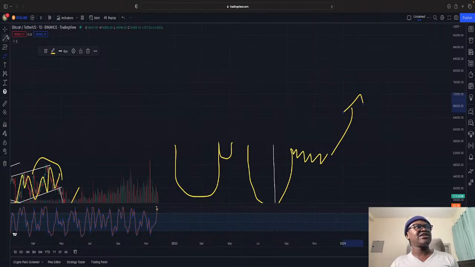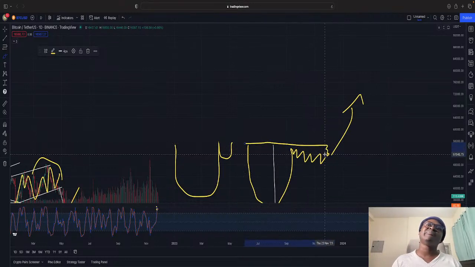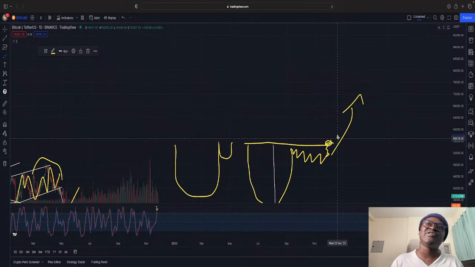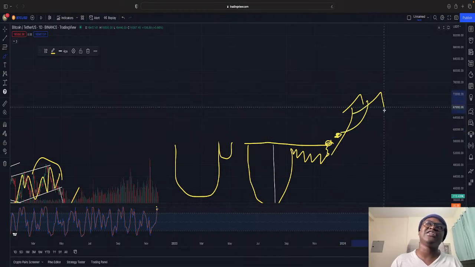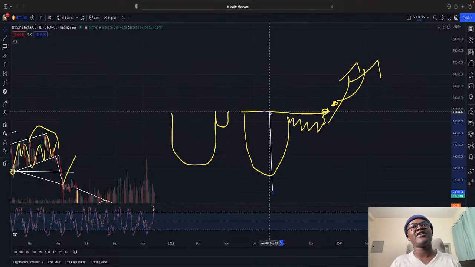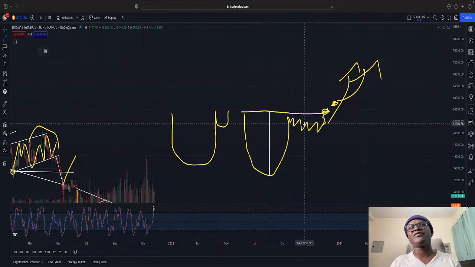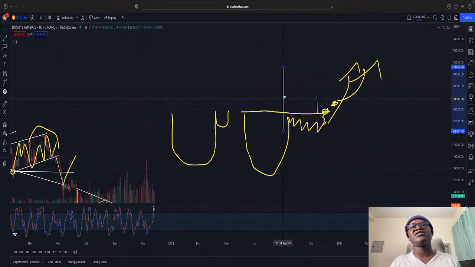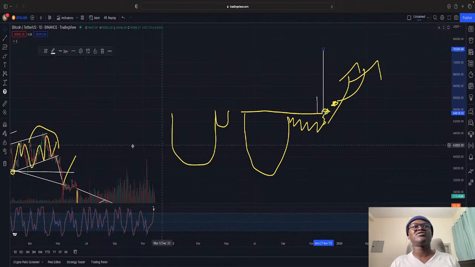But then if it comes back up to here, this will be the neckline of your cup and handle pattern. If it surpasses this neckline with another confirmation candle, you know that it is going here. The measurement for that is the distance from the neckline, the first target, and I'll talk about the first target of the head and shoulders pattern. So the first target is from here to here. Put here, that's your first target. Second target, put here, that's your second target.